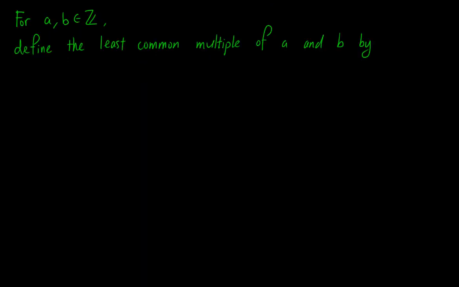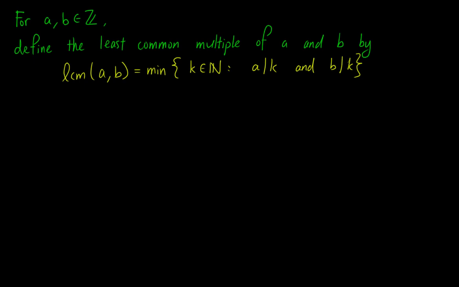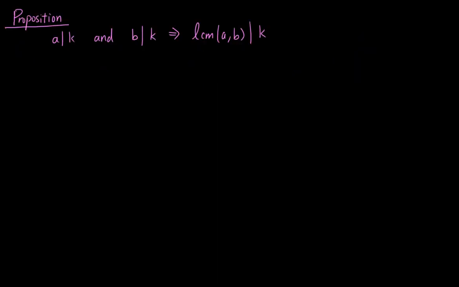Now, for integers a and b, we define the least common multiple of a and b as the smallest positive integer k such that a divides k and b divides k. We first prove a proposition which states that if a divides k and b divides k, then the LCM of a and b also divides k. This means that any common multiple of a and b must be divisible by the least common multiple.